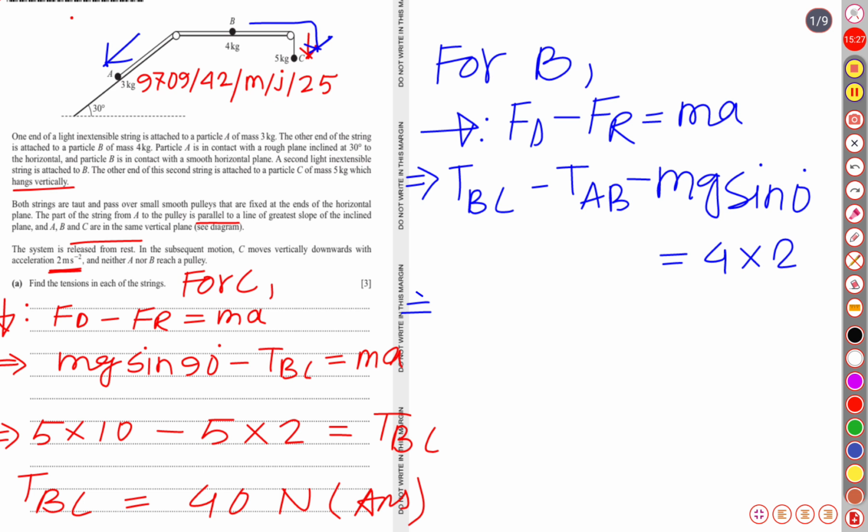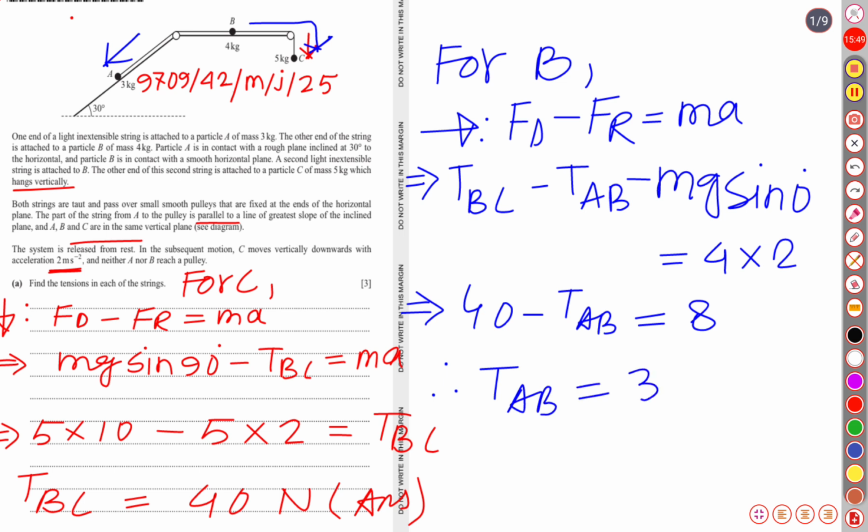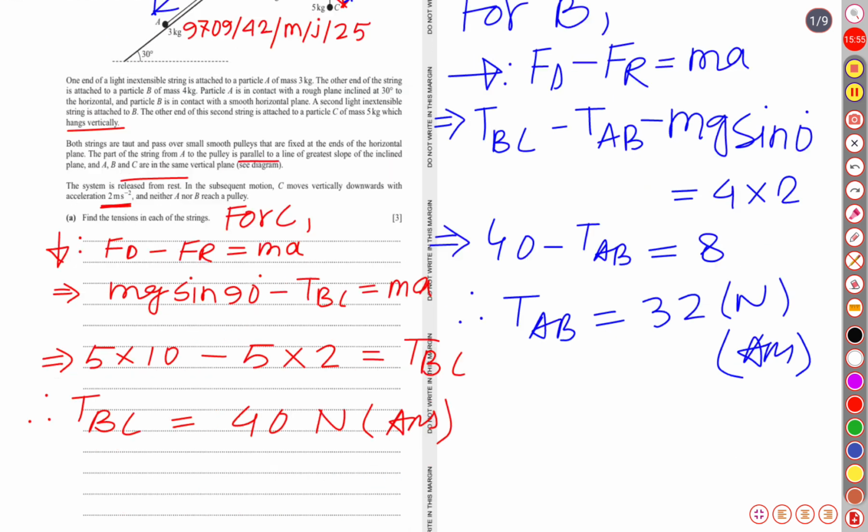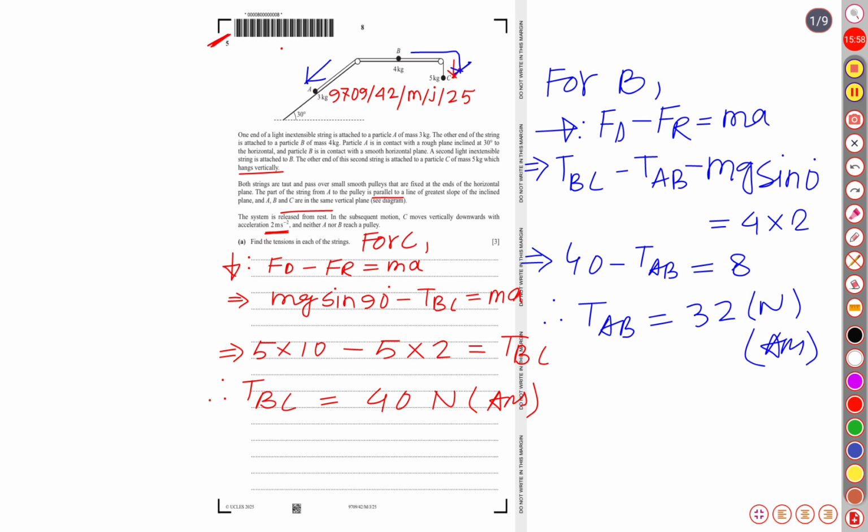Hence, if we substitute, the tension in the string BC is 40 minus the tension in the string AB, and sine 0 is 0, so it is unnecessary to write it, equal to 8 on the right side. Hence, the tension in the string AB is 32 Newton. That is the final answer. So we have obtained both the tensions acting in each of the strings.